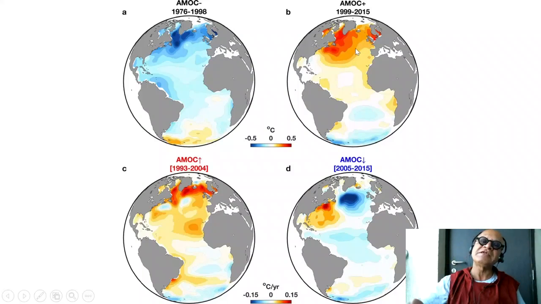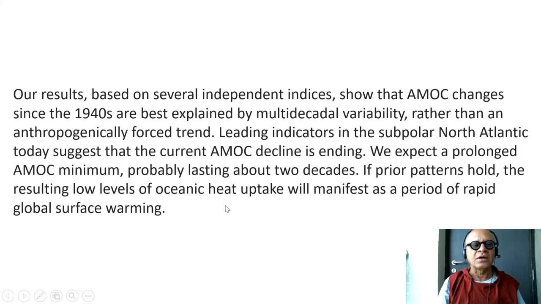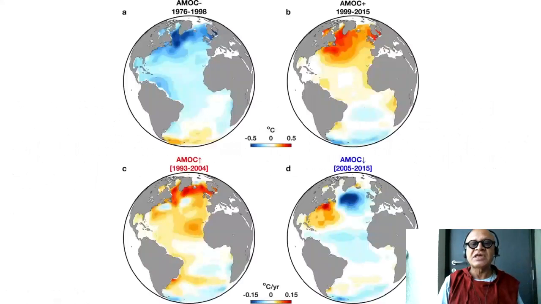So natural variability in this sense on low frequencies can add to global warming. So that's what this is saying about the resulting low levels of oceanic heat uptake will manifest as a period of rapid global surface warming. So if the ocean doesn't take up as much heat, it's going to show up as surface warming. Very simple. Okay, so between these periods there were also increased AMOC, again showing a warming pattern here, and a decreased AMOC showing a kind of a mixed pattern.